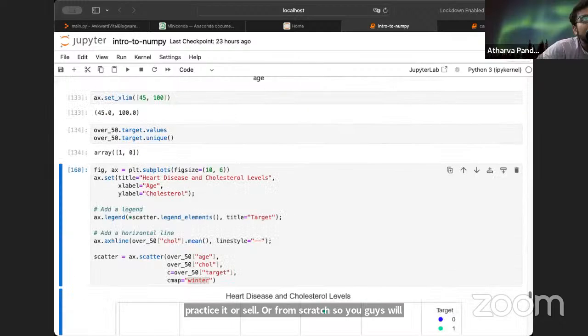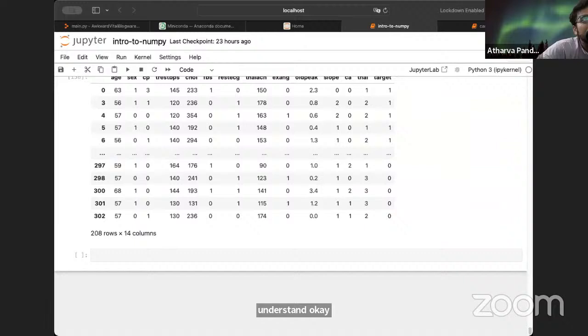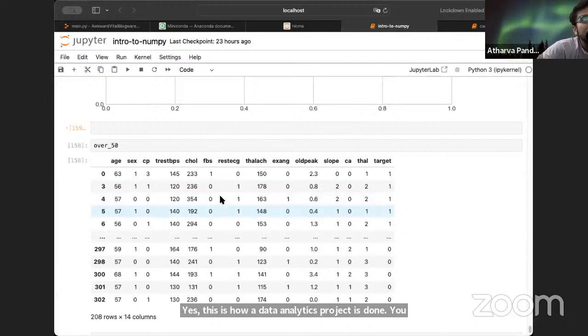We will have an exercise today as well. Yes, this is how a data analytics project is done. You actually do data analysis.